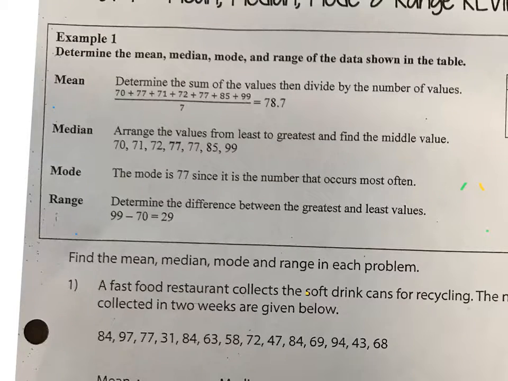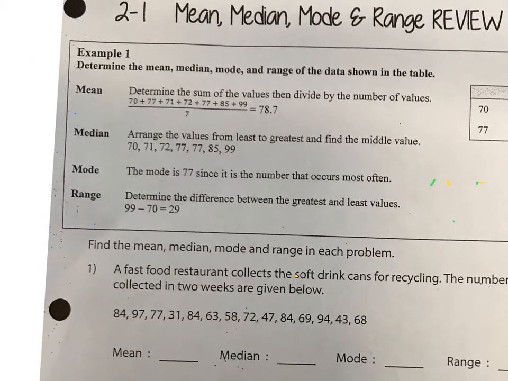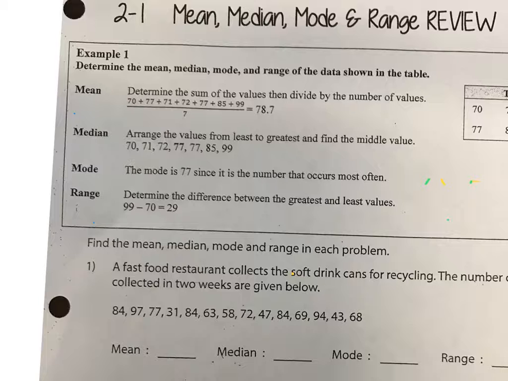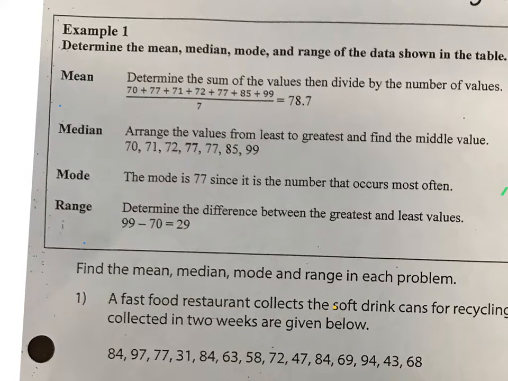Okay, so for example 1, there is some important information that we need to look over. The first word is mean. If you think about what that word meant, it means average. We add up all the numbers that we have and divide by how many there are.